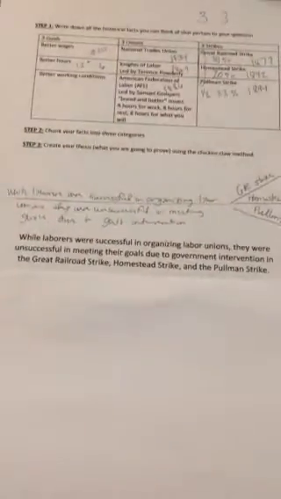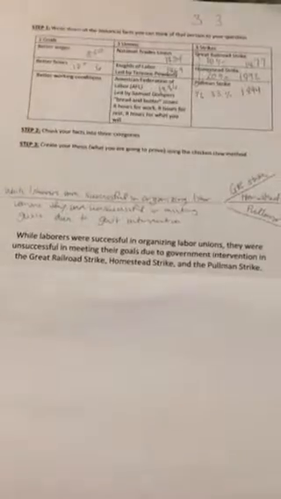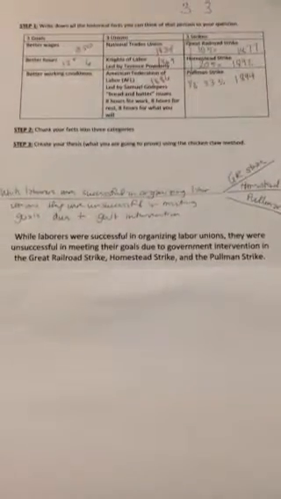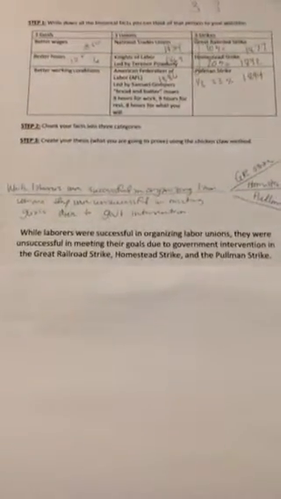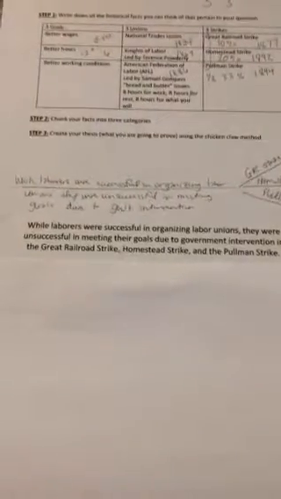And then what are the 3 ways we're going to prove that? Those are our 3 strikes, okay? So I've written it out a little fancier, kind of like this, but you can word it however you want to. While laborers were successful in organizing labor unions, they're unsuccessful in meeting their goals due to government intervention in the Great Railroad Strike, Homestead Strike, and the Pullman Strike, okay?